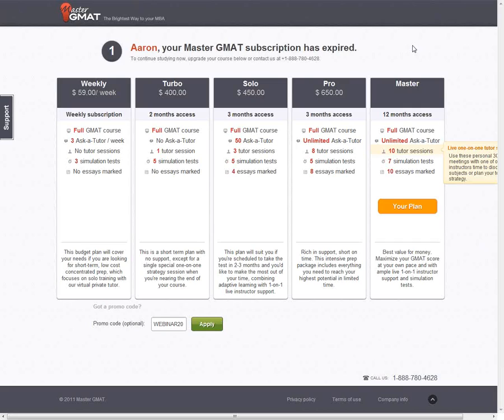Because although the IR section is new, the most important section is still the quant and the verbal. So that's still what we're focusing on. That's what MBA programs are going to take into consideration the most. Okay, great. So I hope that answers your question, Kamita.